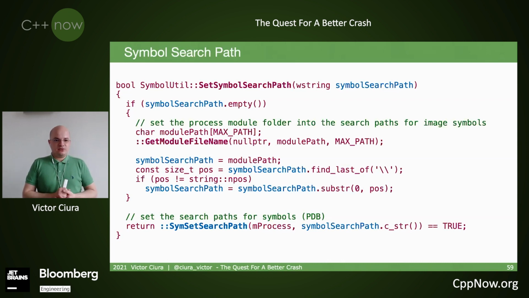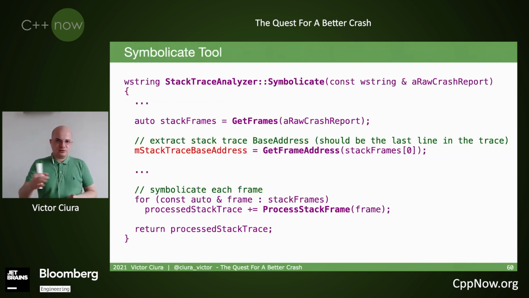SetSymbolSearchPath, nothing very involved here. It just basically does what I told you earlier. Makes sure that all the information is looked up in the PDBs. The slide was for completeness there in case you need the code. I'm not going to go into all the details.